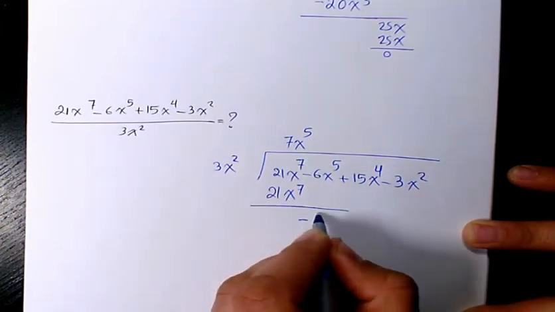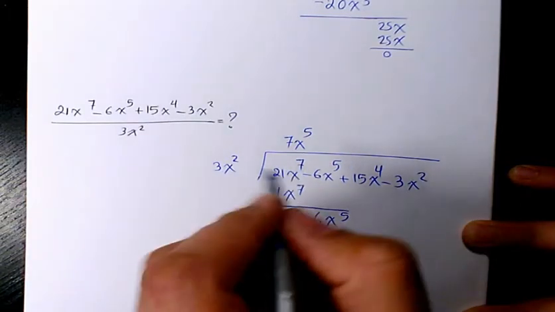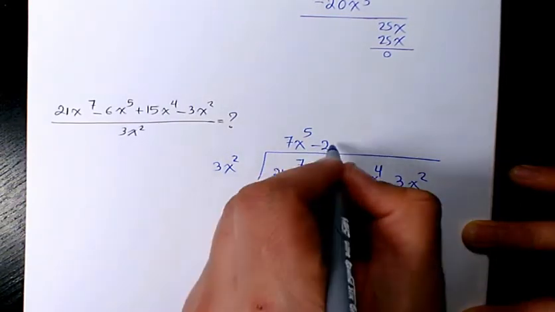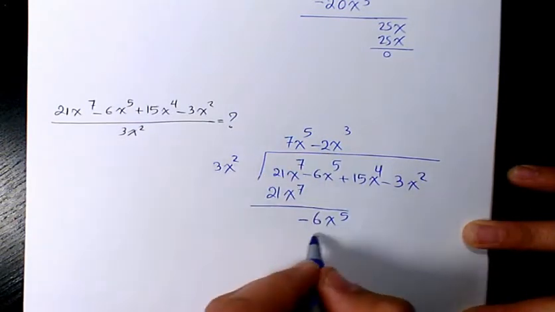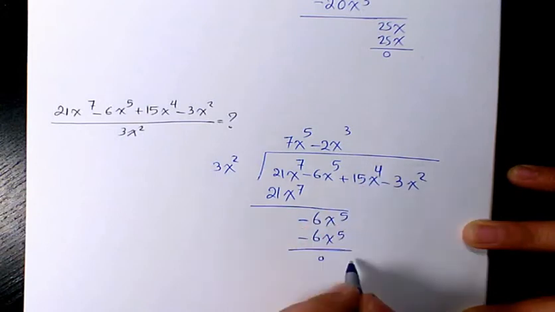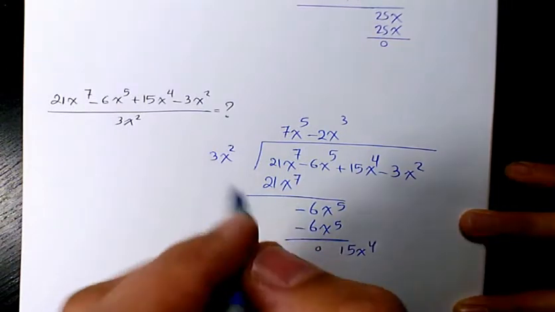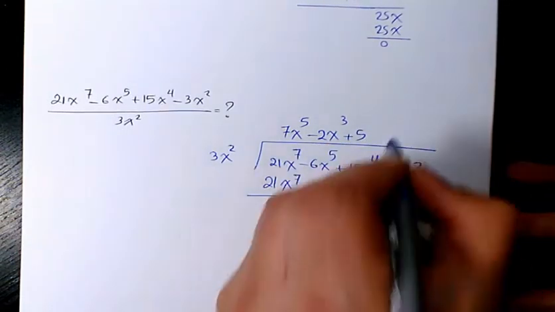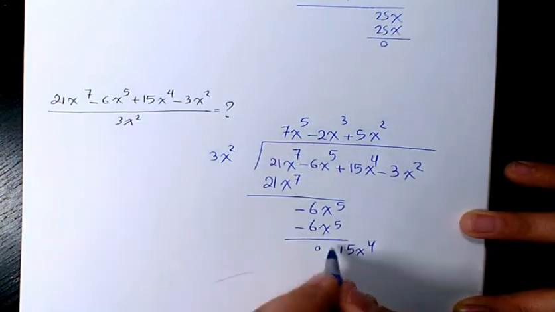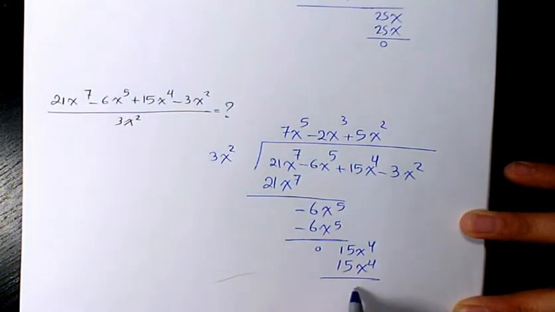Next one, when you bring it down, negative 6x to the power of 5 divided by this guy is going to be negative 2x cubed. When you multiply it again, it's going to be negative 6x to the power of 5. It's going to be 0. You bring the next number down. Divided by 3x to the power of 2 will be 5x squared. Then when you multiply, it's going to be 15x to the power of 4. That's going to be 0.